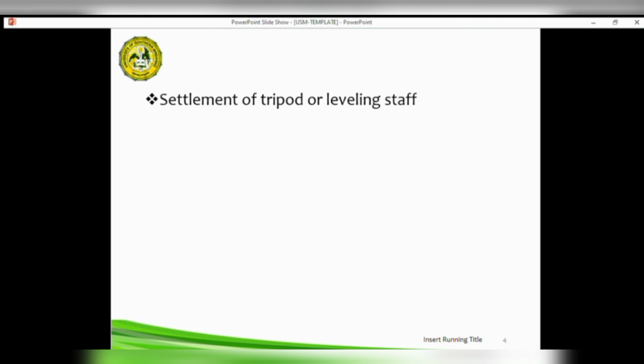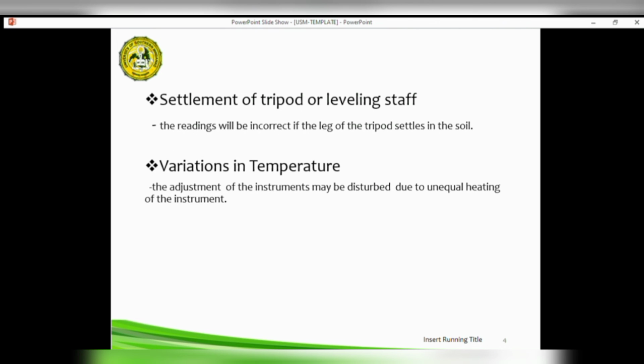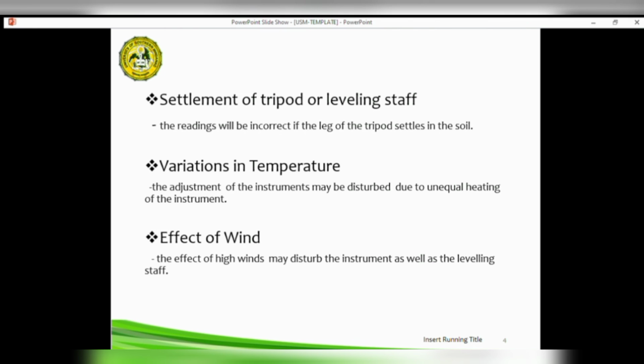Settlement of tripod or leveling staff. The readings will be incorrect if the legs of the tripod settle in the soil. Settlement of the leveling staff at the change point between taking FS and BS will also produce error. Variation in temperature. The adjustment of the instrument may be disturbed due to unequal heating of the instrument. Last, effect of wind. High winds may disturb the instrument as well as the leveling staff.